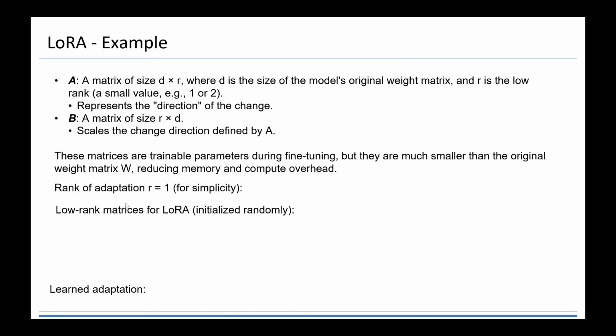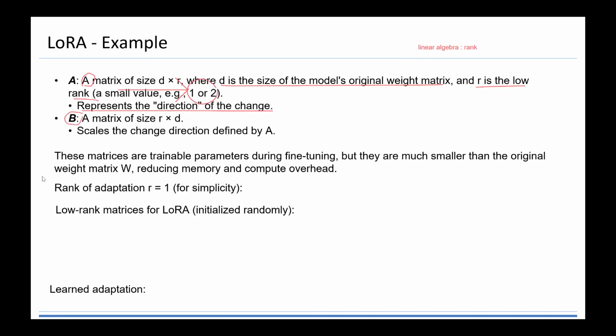So what is A and B? A is a matrix of size D multiplied by R. D is the size of the model's original weight matrix, and R is the low rank. If you have learned about linear algebra, we can have a rank. Rank means we want to have a smaller representation of the original matrix. R is the lower rank, and usually it is a small value, whether it is 1 or 2. And it represents the direction of the changes.